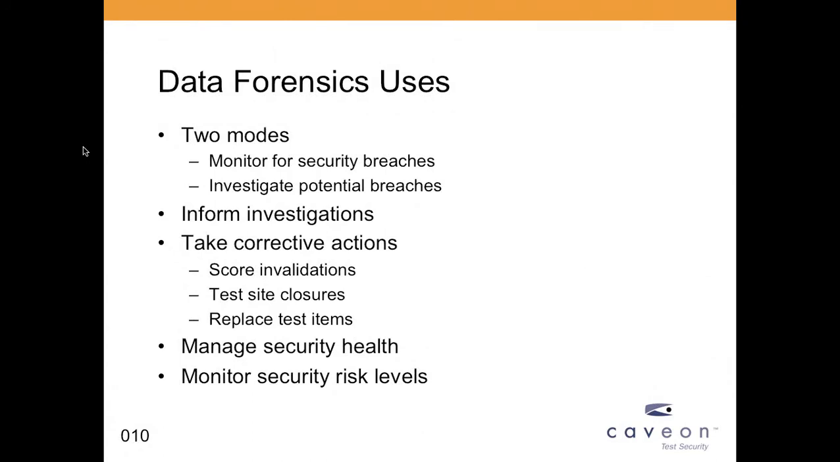There are 2 uses we put to the data. First, we just look at the data regularly and monitor for potential problems. Once we find something that we feel like needs more scrutiny, then we'll look at the data, do a deep dive, and we investigate. Still looking for data, not necessarily asking questions at this point, trying to get enough information to know how we can inform our investigators and know where we're going and how we might take corrective action to repair any issues or respond to or recover from those. Some actions might be scoring validations, closing test sites, refurbishing test items, etc. So, next slide, please.